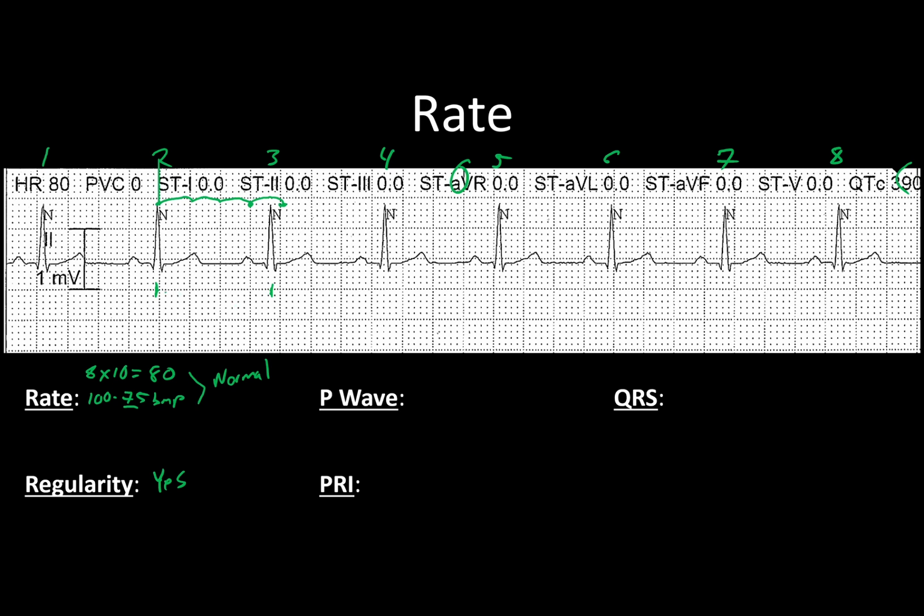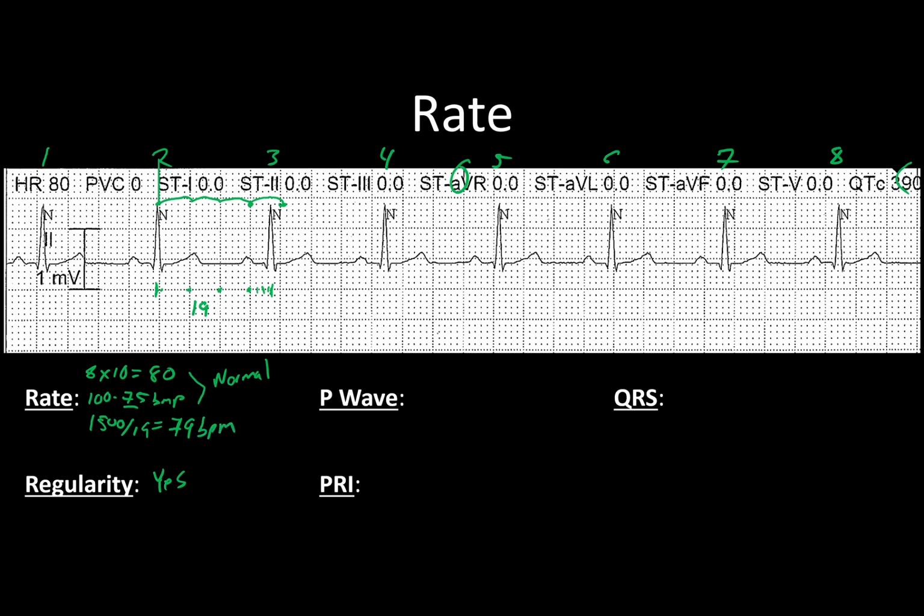So let's count. I've got one large box, so I got 5, 10, 15, 16, 17, 18 and a half. And then this one was another half this direction, right? It's kind of in between. So that gives me a grand total of 19. So 1500 divided by 19 gives me 79. It's actually 78.9, but pretty much the same thing.